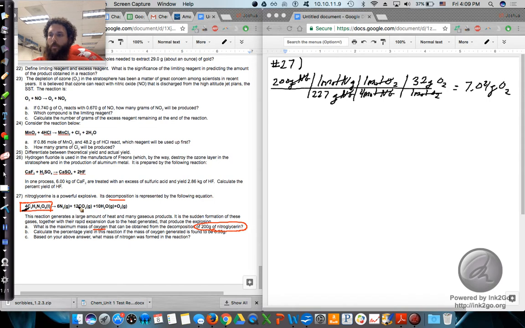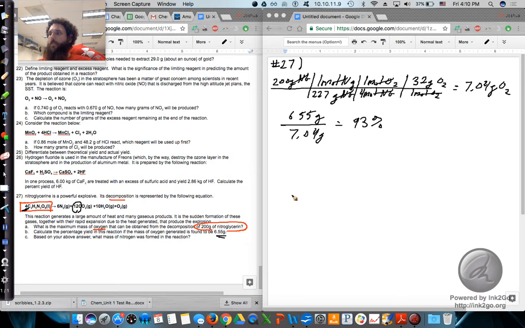It's going to produce more carbon dioxide because look at that coefficient. Anyway, going on. Calculate the percent yield in this reaction if the mass of oxygen generated is only 6.55 grams. Make sure you can see that 6.55 grams. So we take our 6.55 divided by 7.04. Gets us probably a 90% yield. Yeah, 93% yield. All right, based on your answer above, what was the mass of oxygen that is formed?